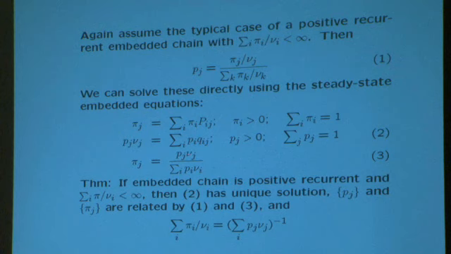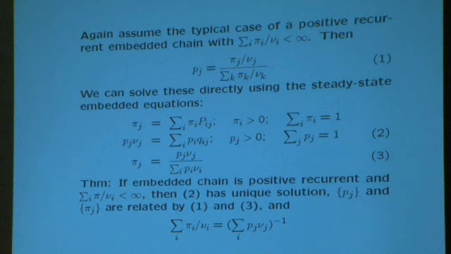The theorem then says if the embedded chain is positive recurrent and the sum of pi I over nu I is less than infinity, then this equation has a unique solution. In other words, there is a solution to the steady state process equations, and pi sub j and P sub j are related by this and by this. If you know the pi sub j's, you can find the P sub j's. If you know the P sub j's, you can find the pi sub j's.